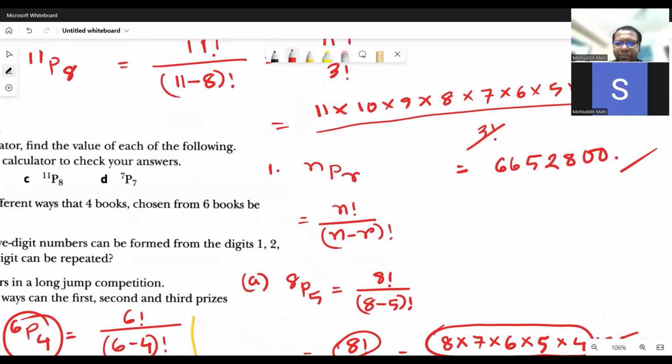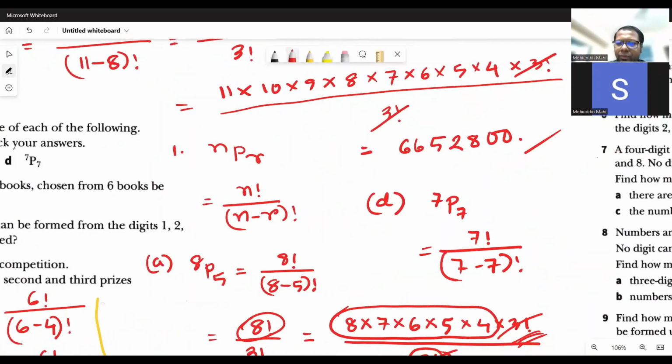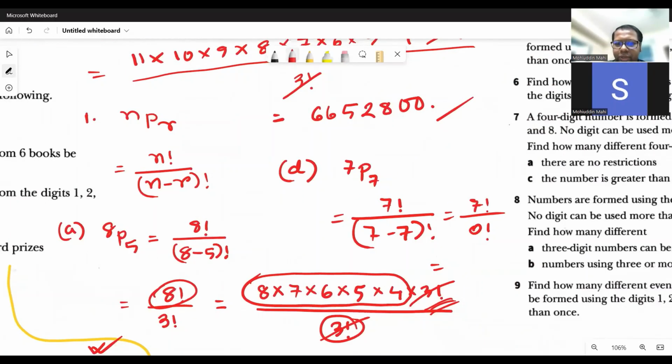Now in case of D, 7P7, which is 7 factorial divided by 7 minus 7 factorial. Now always remember 0 factorial is 1. So 7 factorial is going to be 7 into 6 into 5 into 4 into 3 into 2 into 1. If you use the calculator, the answer is 5040.